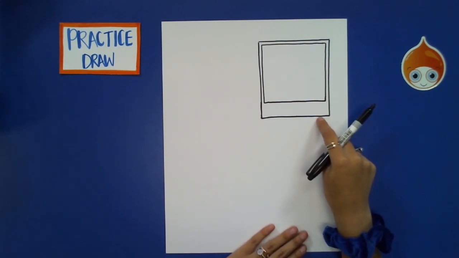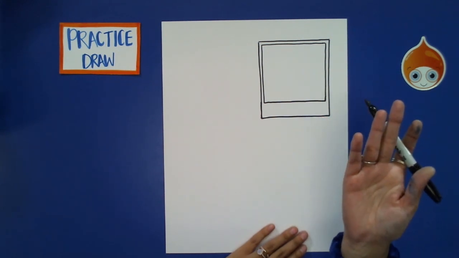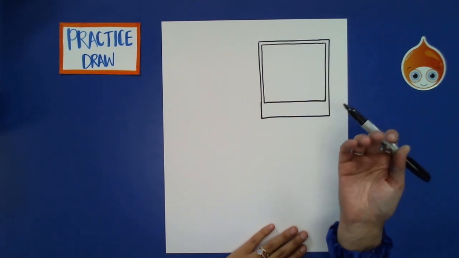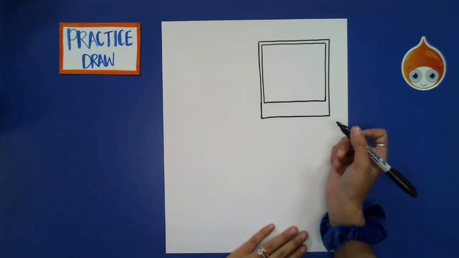If you don't know what a Polaroid is, it is basically an instant picture, kind of like what your phone makes. But these were around a long time ago, and what they did is they printed out the picture for you right in that moment. So it's a little different than your phone.